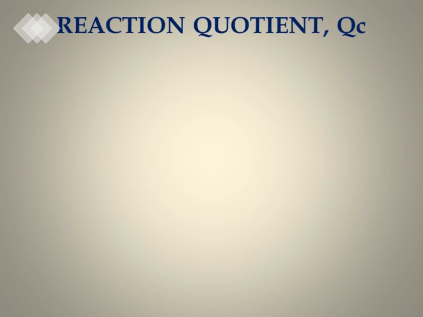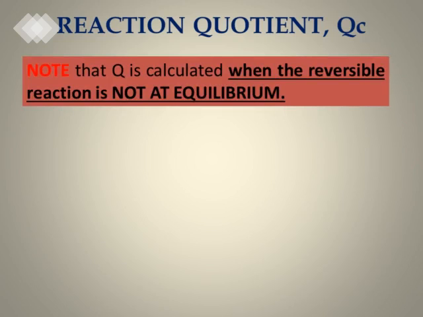Note that when the reversible reaction is not at equilibrium, then the reaction constant is expressed as Q, which is the reaction quotient. Reaction quotient expression is the same as equilibrium constant Kc or Kp, but the value will fluctuate.